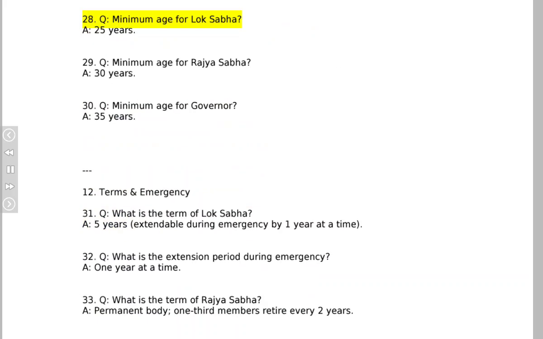11. Eligibility ages. 28. Q. Minimum age for Lok Sabha. A. 25 years. 29. Q. Minimum age for Rajya Sabha. A. 30 years. 30. Q. Minimum age for governor. A. 35 years.